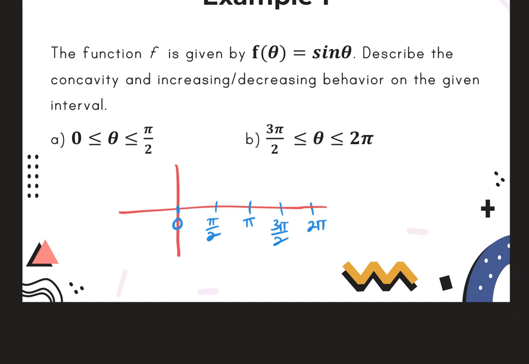Same 5 key points would be for cosine as well. My max is 1. My min is -1. And sine starts at 0, goes up to 1, down to 0, down to -1, and back up to 0. And yes, you want to be able to do that from memory.